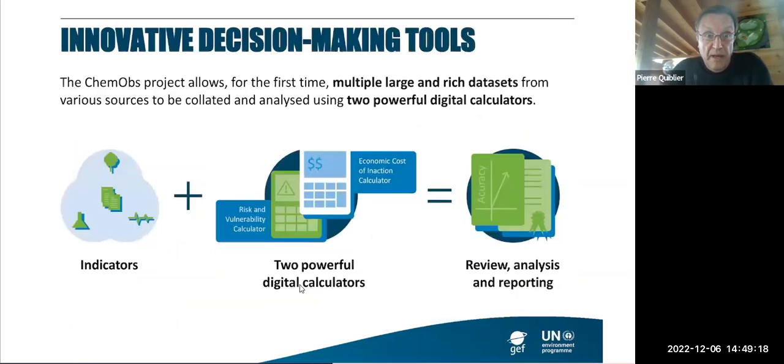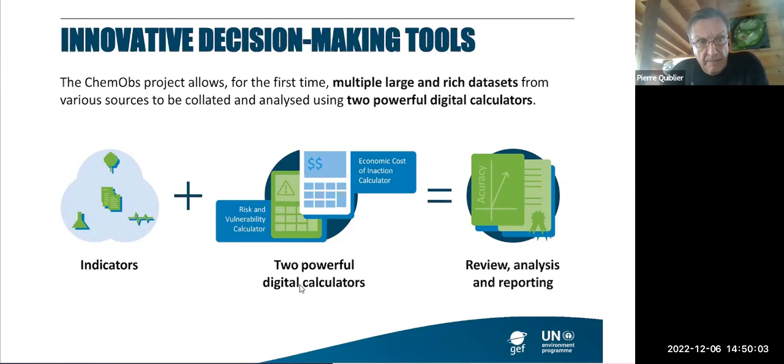So we developed some innovative decision-making tools. The ChemOps project allows, for the first time, multiple, large, and rich data sets from various sources to be collated and analyzed using two powerful digital calculators. So intersectoral cooperation: when you develop a project with your colleagues from health, suddenly you have immediate, from an environment perspective, of course, you have immediate access to all the health information and data. And that's what we have been able to do with ChemOps, and we want to further enlarge it.